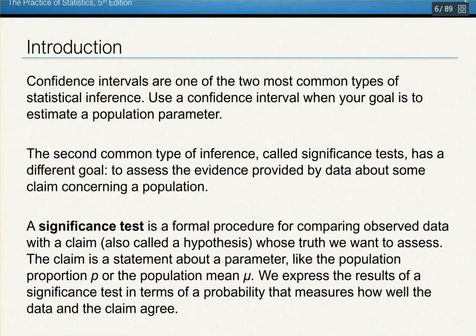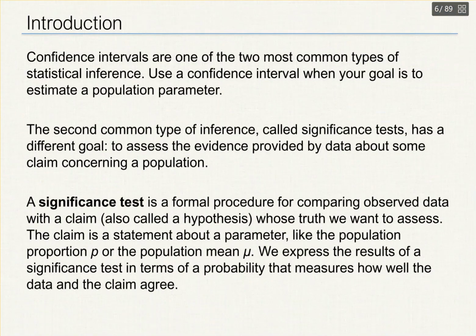Okay, so confidence intervals are one of the two most common types of statistical inference. When your goal is to estimate the parameter based on a sample or something like that, that's when you're going to use a confidence interval. The second common type of inference is called significance tests. It's a different goal: to assess the evidence provided by data about some claim concerning the population. So basically, trying to validate whether a hypothesis is accurate or not.